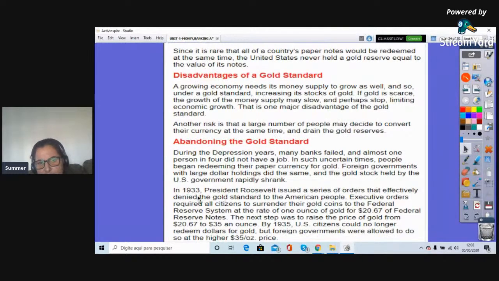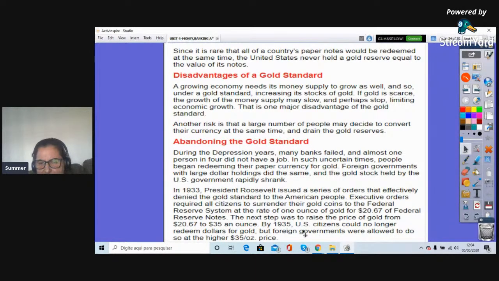In 1933, President Roosevelt issued a series of orders that effectively denied the gold standard to the American people. Executive orders required all citizens to surrender their gold coins to the Federal Reserve System at the rate of 1 ounce of gold for $20.67 of Federal Reserve notes. And the next step was to raise the price of gold from $20.67 to $35 an ounce.